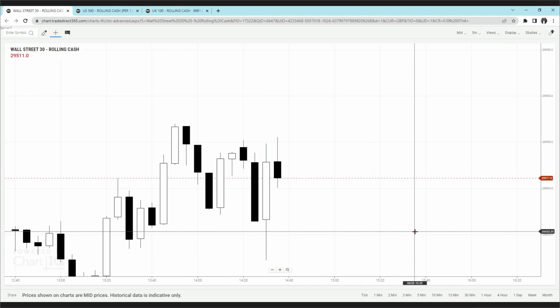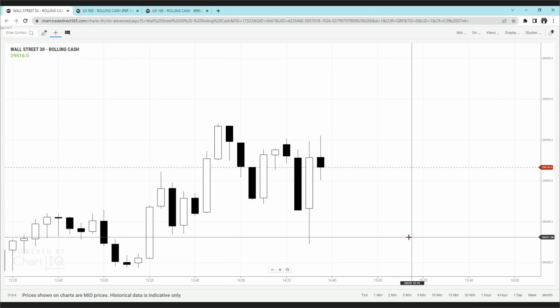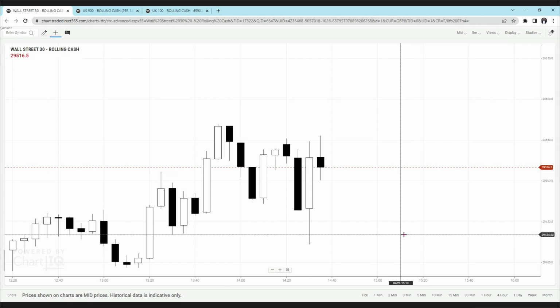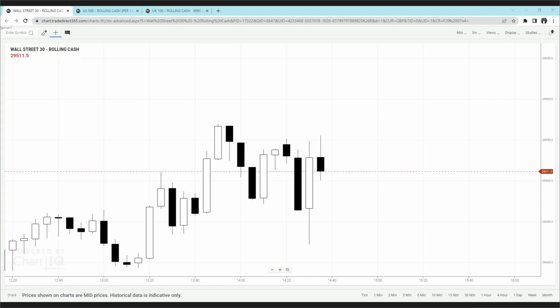Gonna try and get the 5-minute bar to close, but still in the context of a trading range, I'm just supremely bearish. You don't have to share my bearishness, but I am. Nasdaq is actually doing well. So moving stop loss to 29.546. Actually, just stop loss to break even.